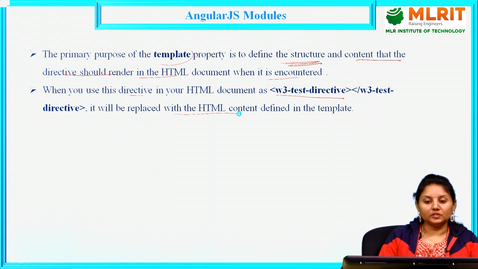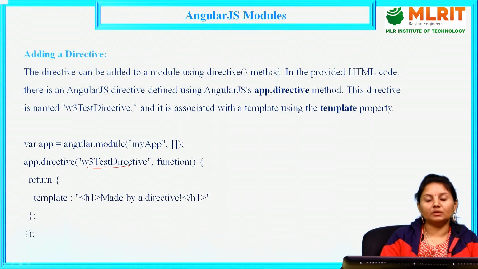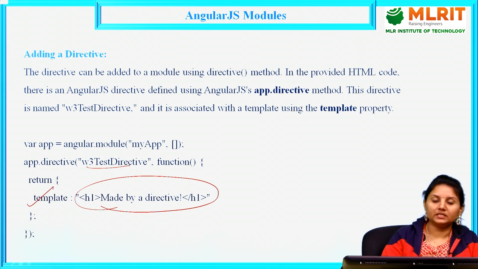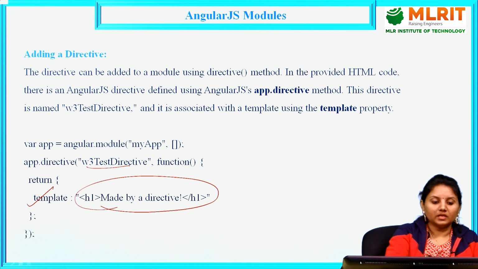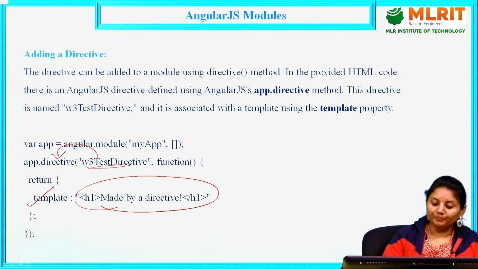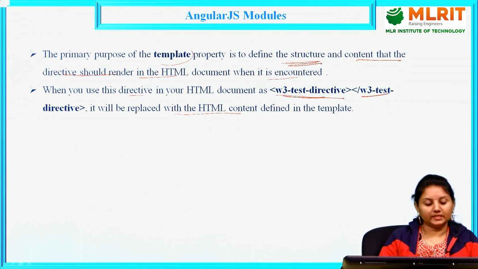That means you can just give the name of the directive here, or you can also pass it in between tags. W3 test directive can be given as tags also. These tags will take whatever content you have defined in the template. In that way, the directive name can be given as the first parameter for a directive, or you can also give it in between the w3 test directive tags.